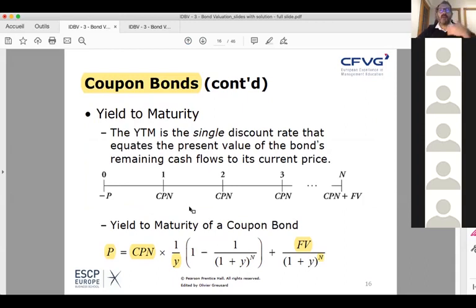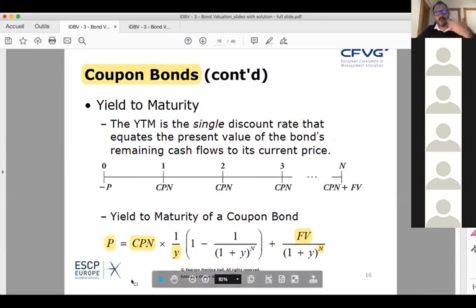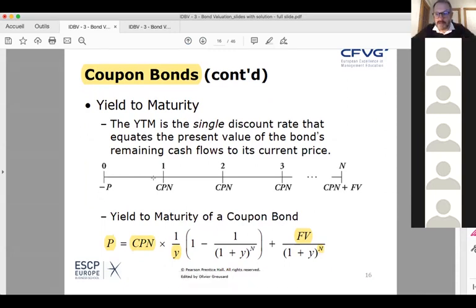Yes, we can with Excel or a financial calculator, but I'm not interested in that. We cannot find it directly with a simple calculation. So in that case, what we can say is that I'm going to try to calculate two prices, one which is lower, one which is higher. And I know that the yield to maturity that I'm searching for is in the middle. This is what I'm doing here.